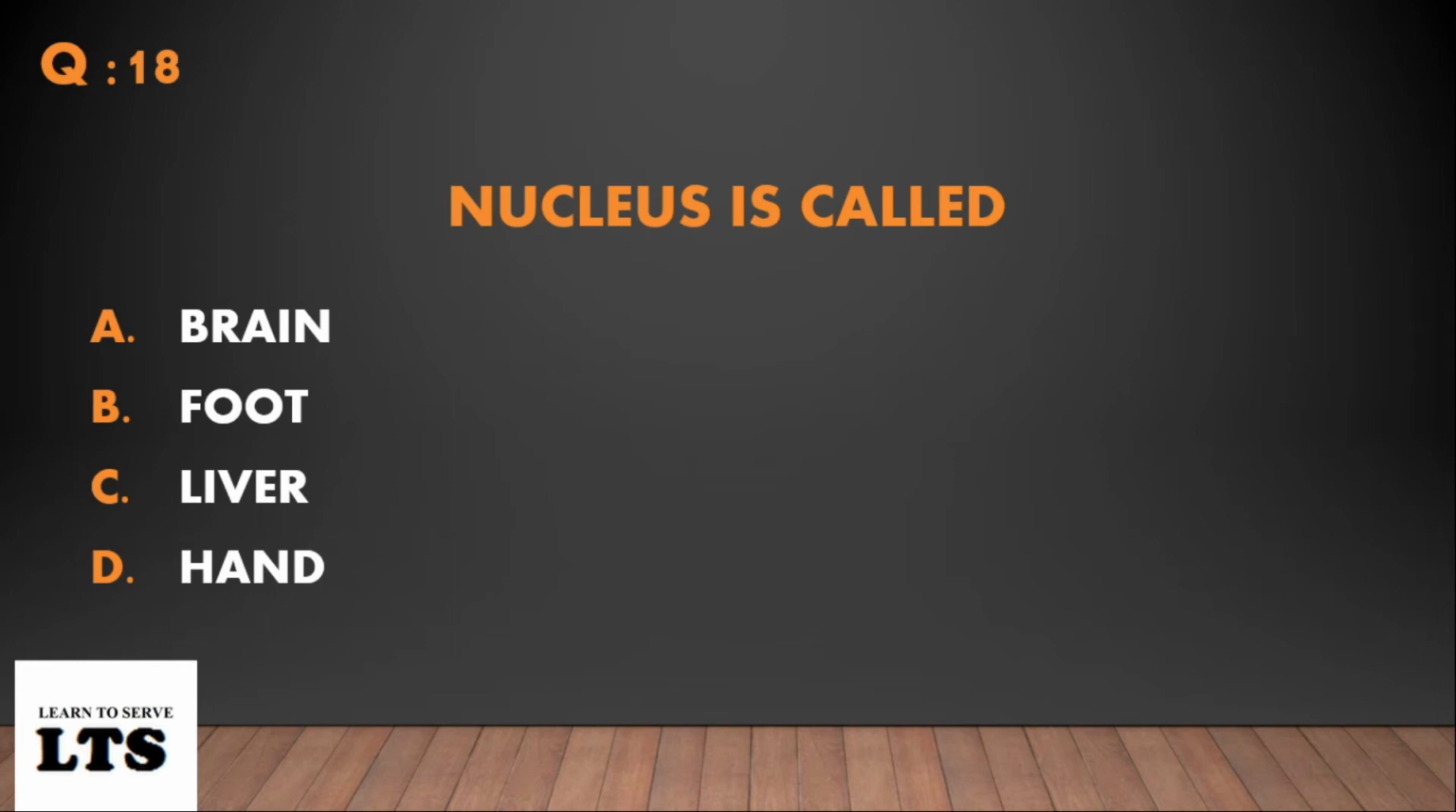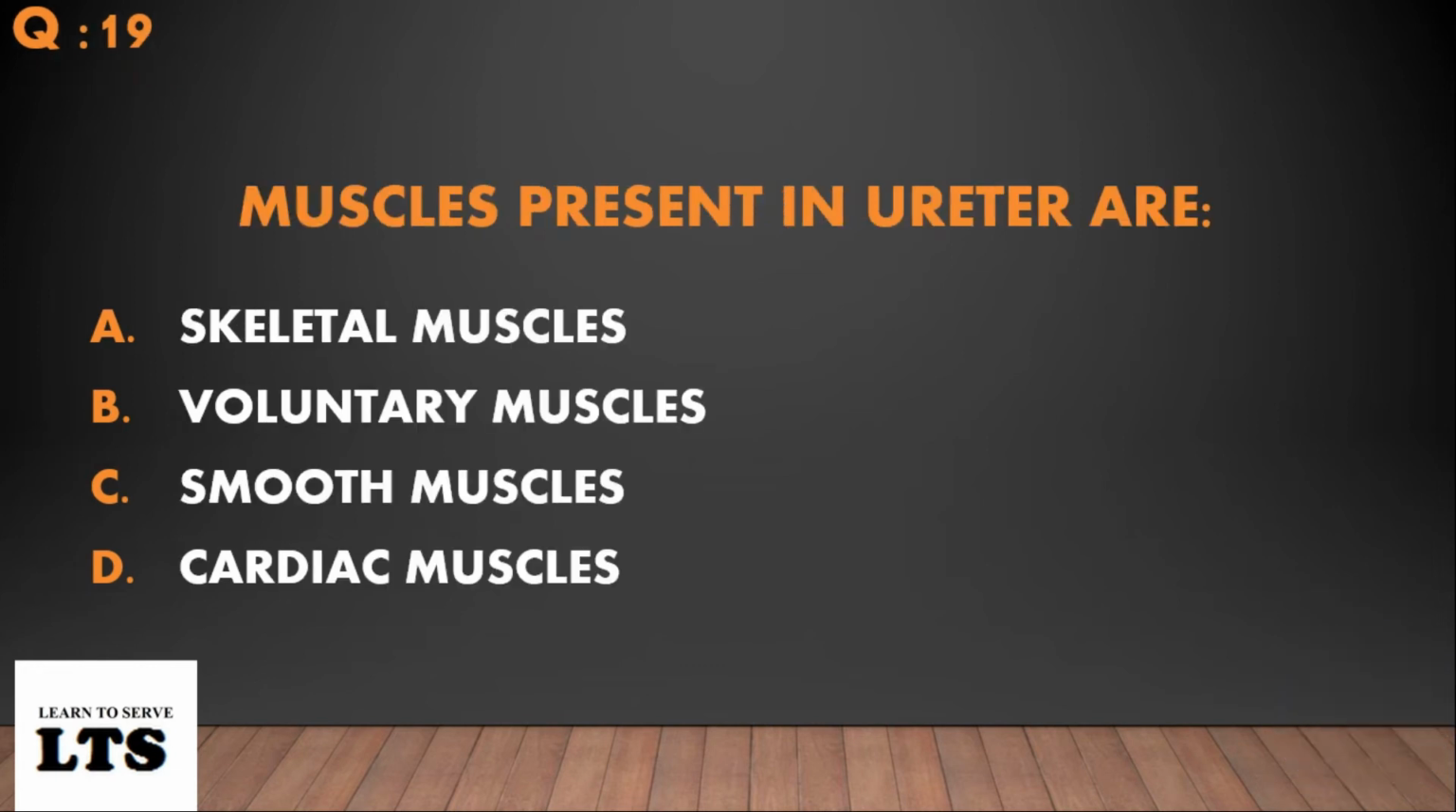The next one: the nucleus is called the option A, brain; option B, hood; option C, liver; option D, hand. The answer is option A, brain.